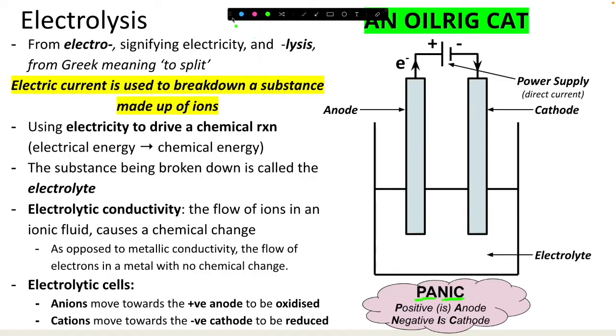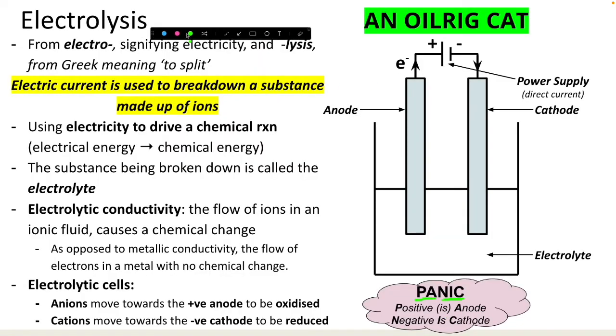An oil rig cat is always true. Oxidation always occurs at the anode, reduction always occurs at the cathode, but we're going to see other types of cells where the charge on the anode and the cathode isn't necessarily what we see here.